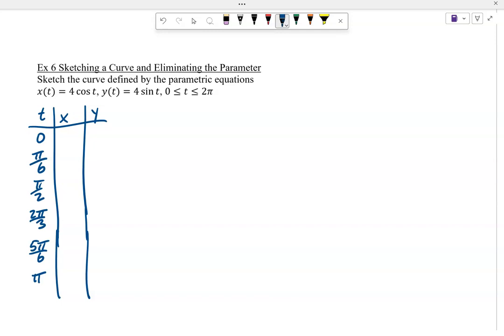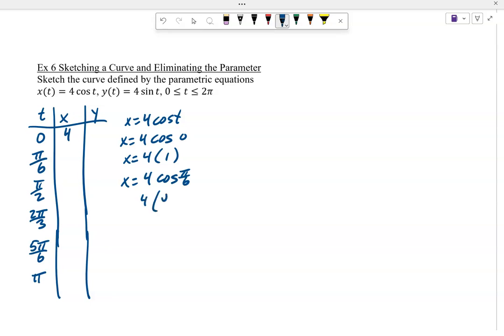So let's plug it in one by one. So I got x equals 4 cosine of t. So we got 4 cosine of 0. Well, cosine of 0 is 1. So I have 4. Now let's throw in pi over 6. I got 4 cosine pi over 6 is 4 times root 3 over 2. And so I got 2 root 3. And we keep going with this, and I'm going to pause it and fill in all these so it doesn't take so long on the video, as well as go up until 2 pi as well.